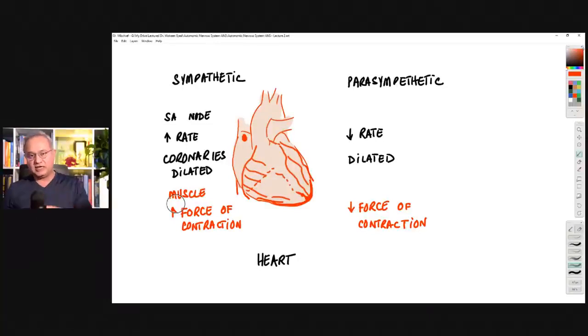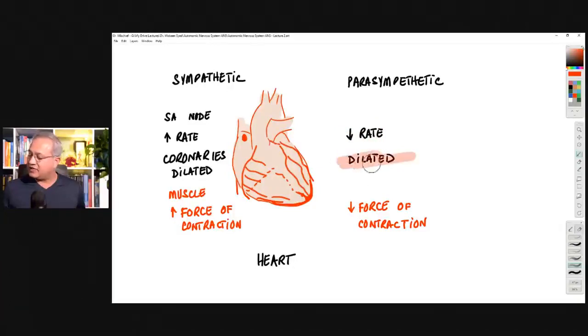On the parasympathetic side, we are sending blood to the GIT, to our gut, to take the food and the nutrients and bring them in the blood and take them to the storage places. We don't want the heart to go fast. So heart rate is actually reduced.